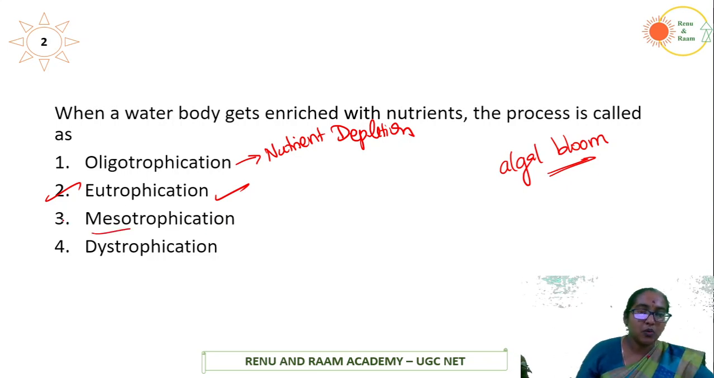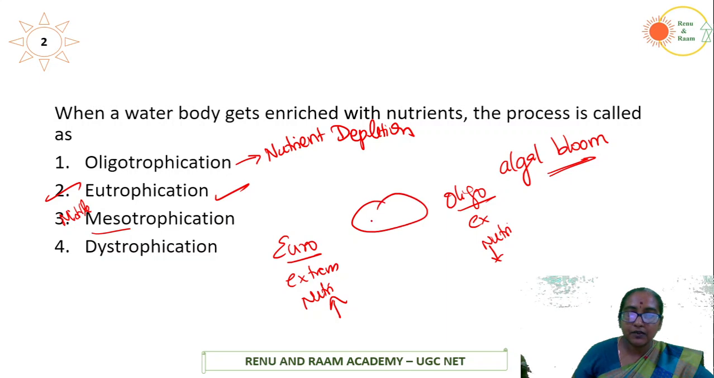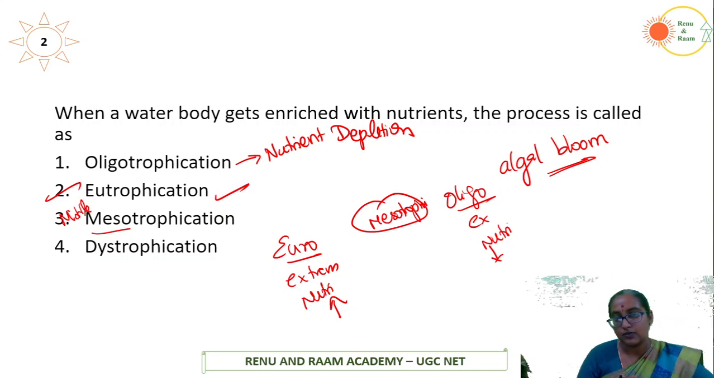The next one is mesotrophication. The term meso means something middle. So meso is the middle form between oligotrophication and eutrophication. Eutrophication is the extreme end, wherein there will be a higher amount of nutrients, whereas oligotrophication is the other extreme end where there will be nutrient reduction. In between both we have mesotrophication, the middle level of productivity, a middle level of nutrients in the particular area.